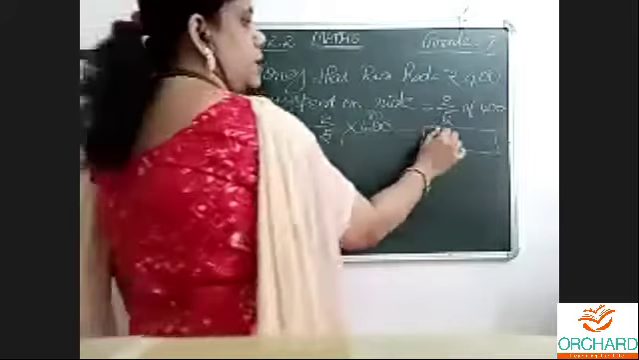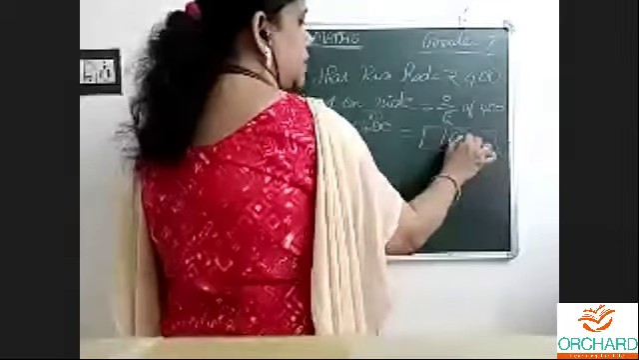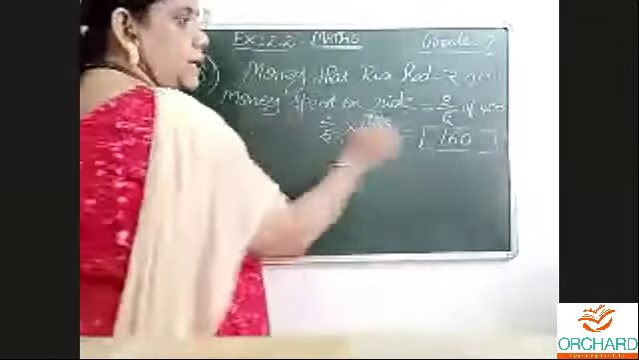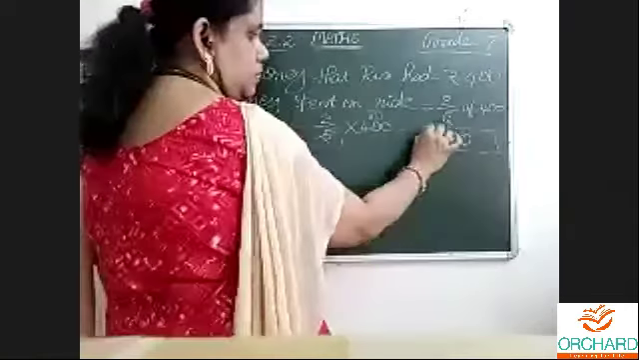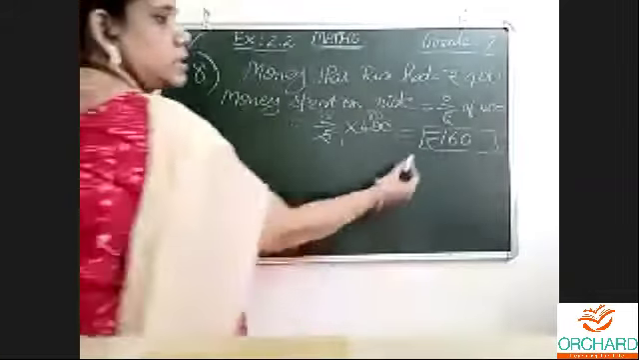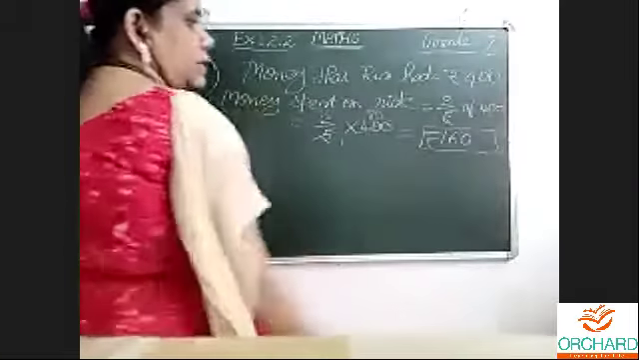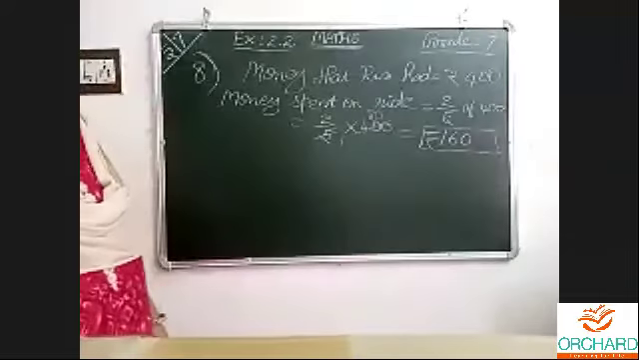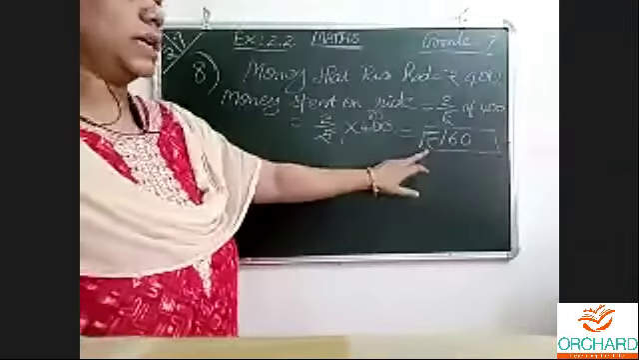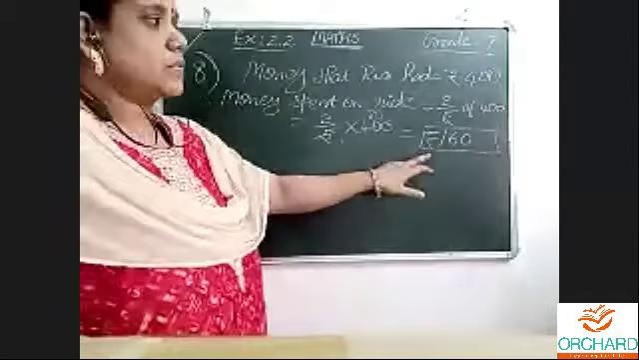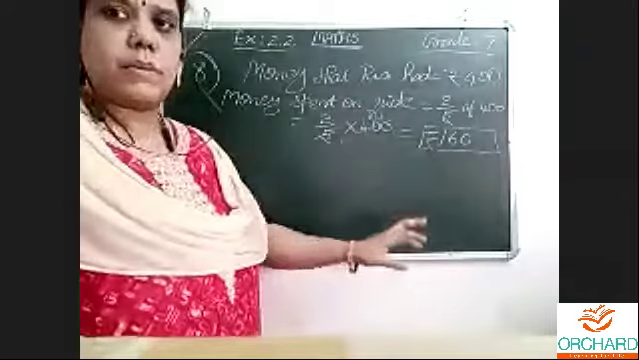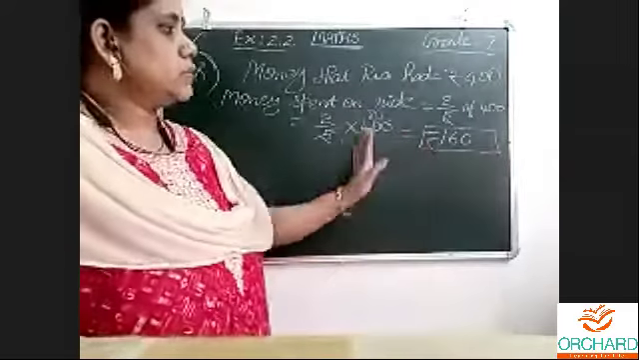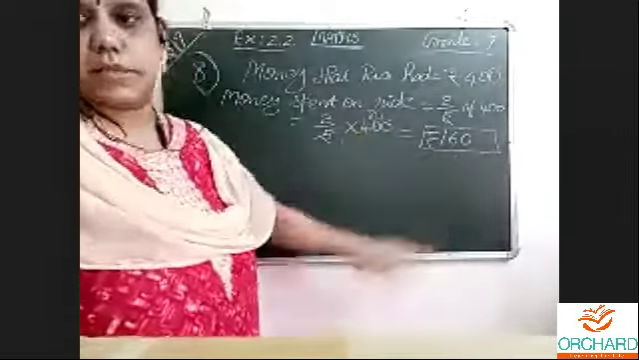2 8s are 160. Since I wrote money, I will use this rupee symbol. This is the rupee symbol, otherwise use RS also. Anything can be used. I use both. RS I use while typing in computers. Now generally we'll use this 160 rupees.